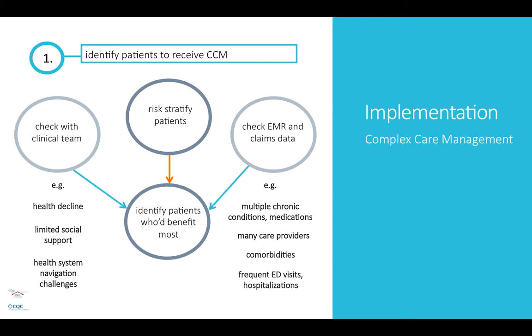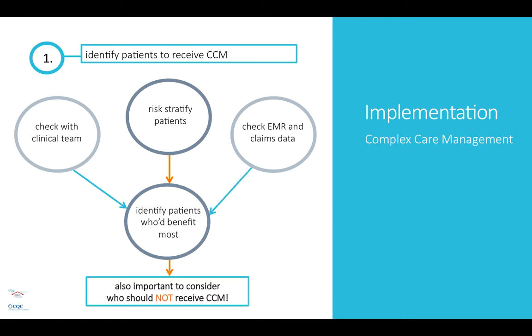Some clinics use the above data to calculate a risk score to help stratify their patient population. This can also be used to create a registry that the clinic uses to track high-risk patients. When identifying patients for complex care management, it is also important to consider to whom complex care management should not be offered. These may be patients who are too healthy for complex care management, or patients who may be too sick to benefit from complex care management but may benefit from alternate services for their needs.